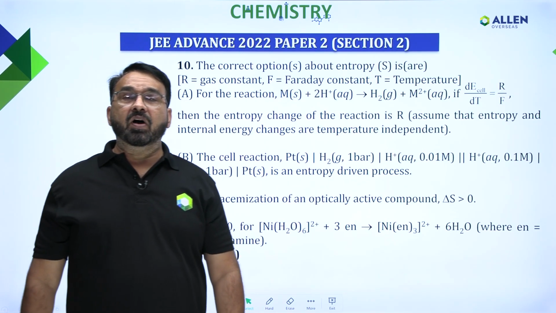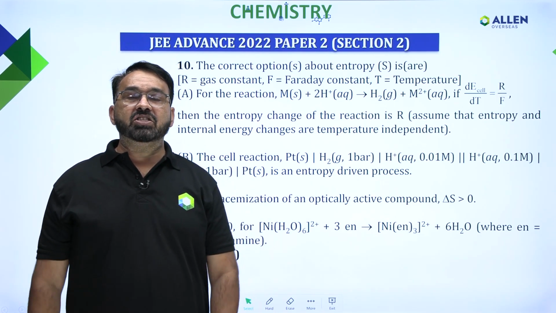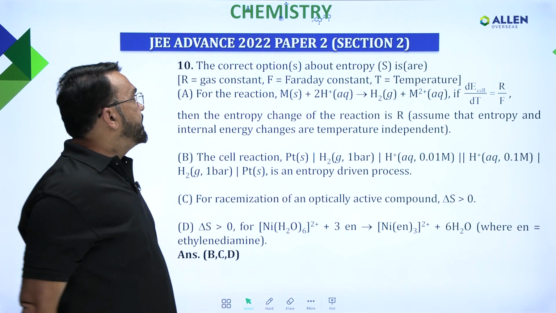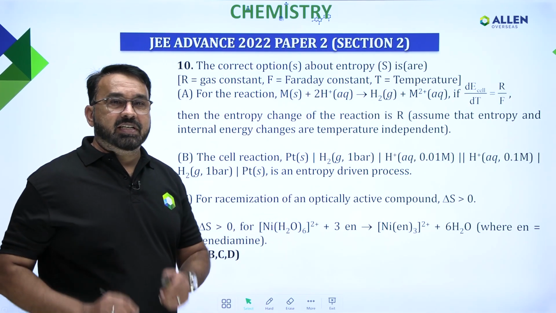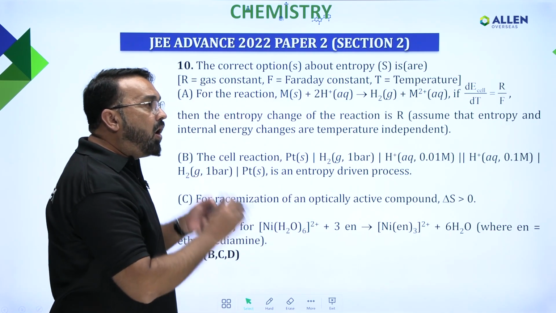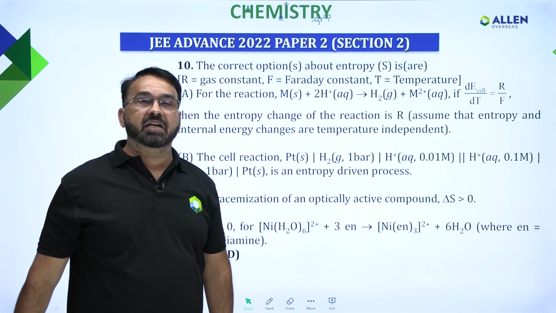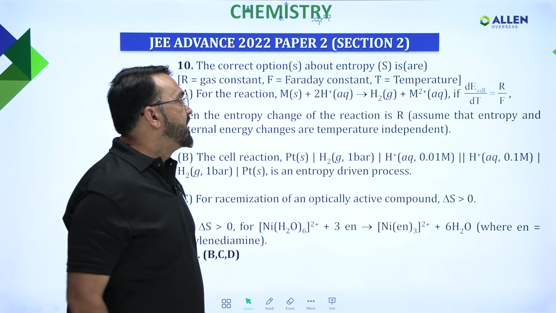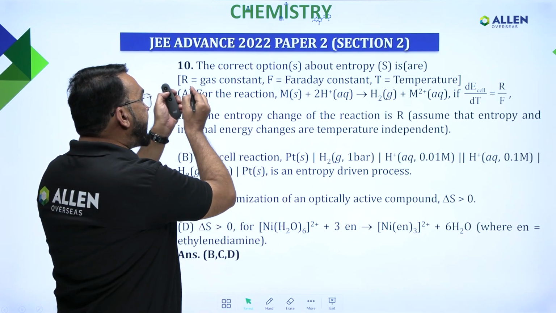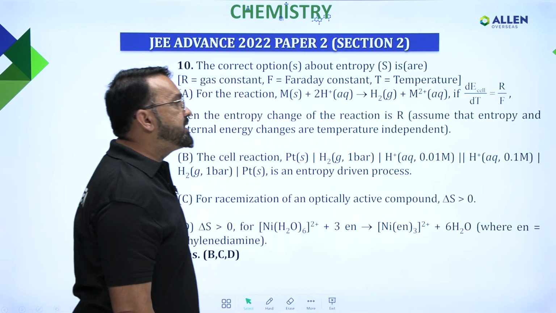Okay, students, now let us understand the solution of question number 10 of chemistry paper 2, JEE Advanced 2022. Let us understand the solution for 2022, that is question number 10. The question says that the correct options about entropy S is or are related to entropy S. It's a question from your thermodynamics chapter, students. The correct options about entropy S, when capital R is your gas constant, capital F is your Faraday's constant, capital T is the temperature given to you, students.